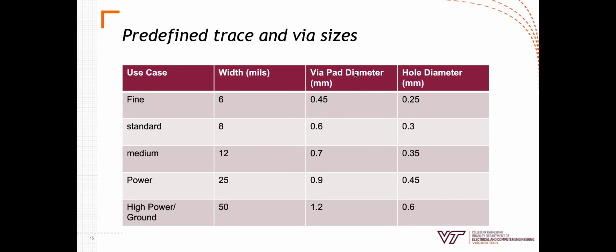And then there's specified pad diameters for your vias and your hole diameter. The pad is the actual exposed copper bit that you solder onto, and these are the associated vias for the different trace sizes.